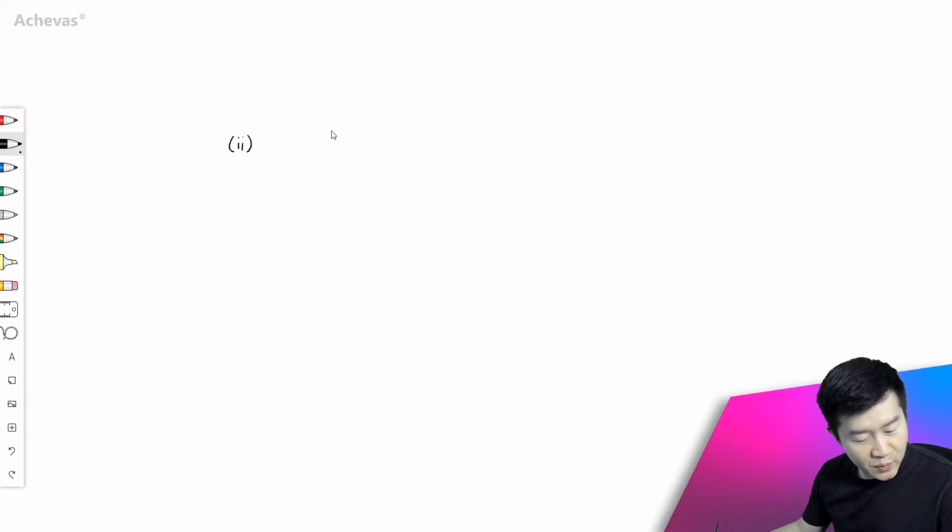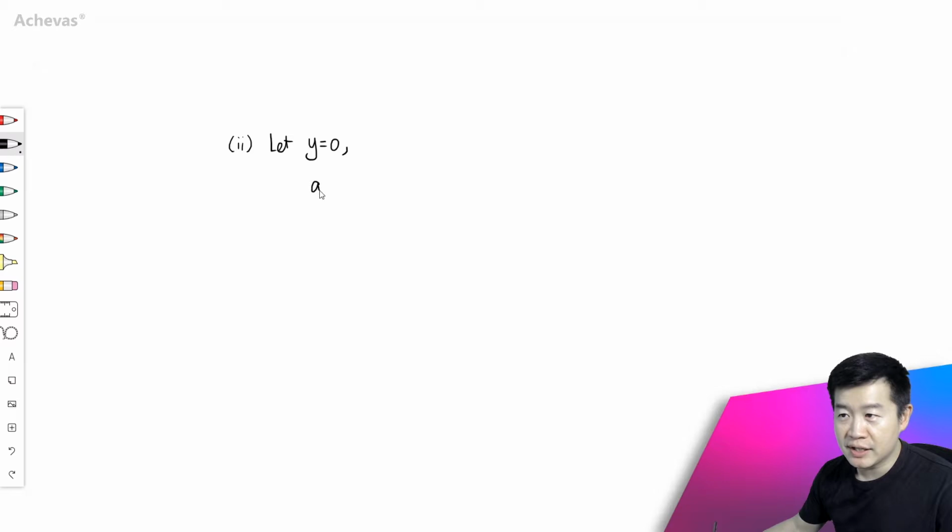We are looking at the places where the curve C meets the x-axis, which means that we are going to be letting y be equal to 0. And y, according to the question, is a(2 sin theta minus sin 2 theta). So this is equal to 0.